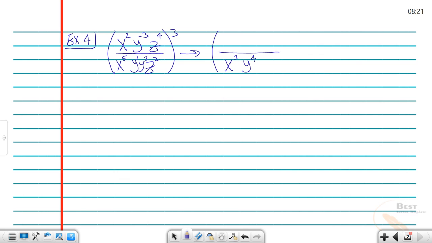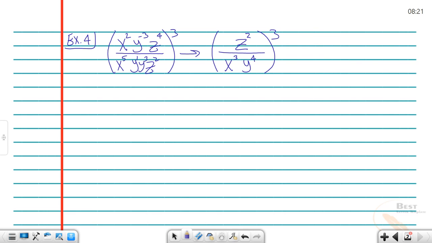And then my z's. Is my z going to be in the top or in the bottom? In the top, that's where my bigger number is. And what's 4 minus 2? It's 2. And then all that is raised to the third power. So all I've done here is I've simplified that.